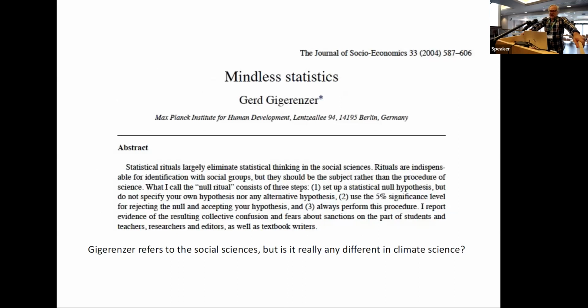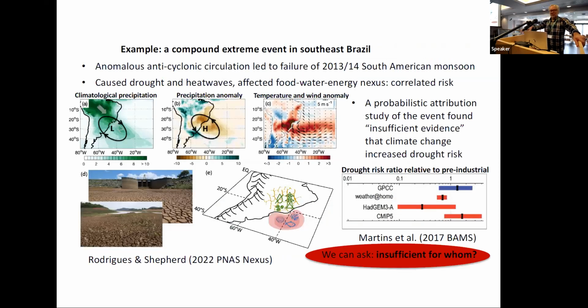And Gerd Gigerenzer, who's a psychologist, who's published a lot of popular books, has this paper I really like from 2004 called Mindless Statistics. He talks about the null ritual of setting up a null hypothesis, but don't specify your own hypothesis or any alternative hypothesis. Use the 5% significance level for rejecting the null and accepting your hypothesis, and always do it. Now, he's talking about social sciences, but I think it's exactly the same in climate science, and I have many, many, many examples, as I said, in top journals by very famous scientists, which I won't show you.